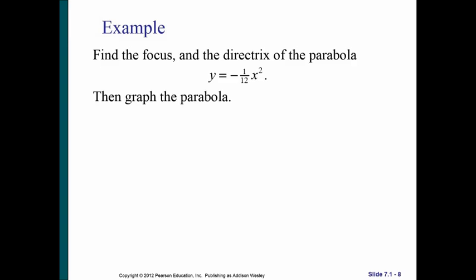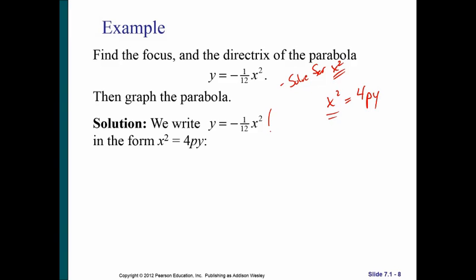Find the focus and the directrix of this parabola, and then graph it. Here we have y equals negative 1/12 x squared. What we want to do is solve for x squared, because remember, our equation for the parabola is x squared equals 4py. So we want to take the equation we're given and make it look like x squared equals something. We're going to multiply both sides by negative 12 over 1.